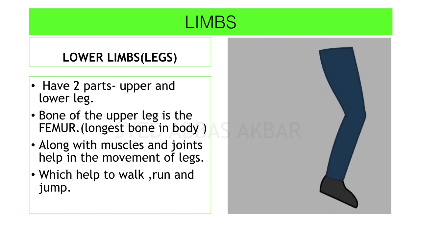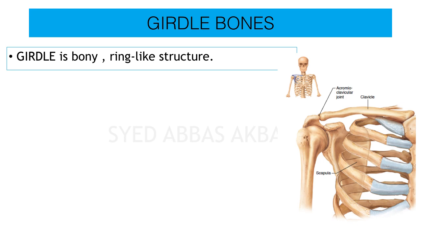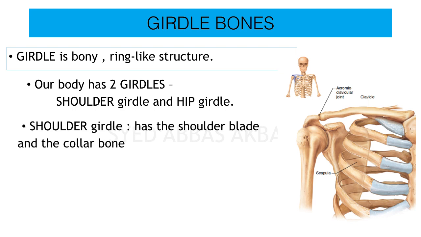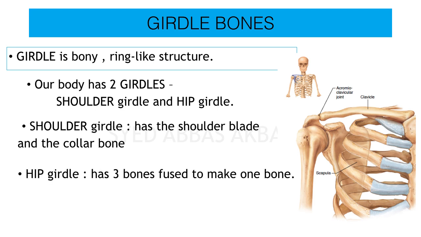Now let us talk about the girdle bones. Girdle is a bony ring-like structure. Our body has two girdles, shoulder girdle and hip girdle. Shoulder girdle has the shoulder blade and the collarbone. Hip girdle has three bones fused to make one bone.